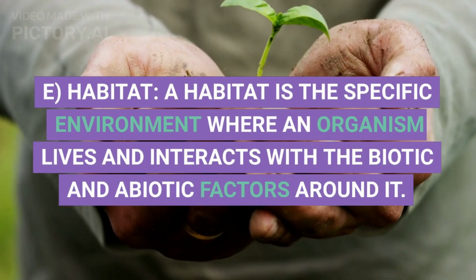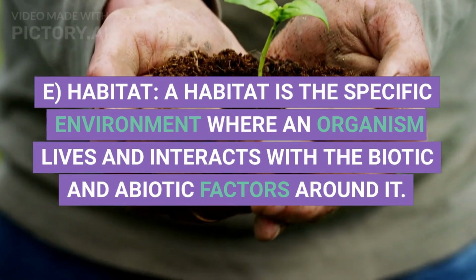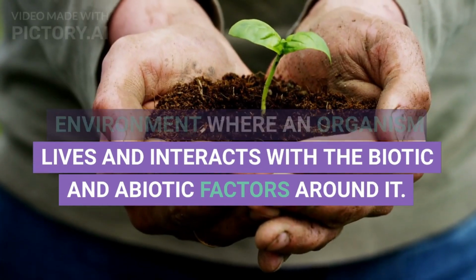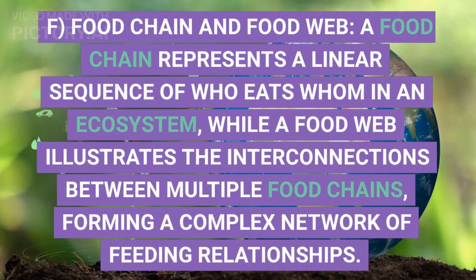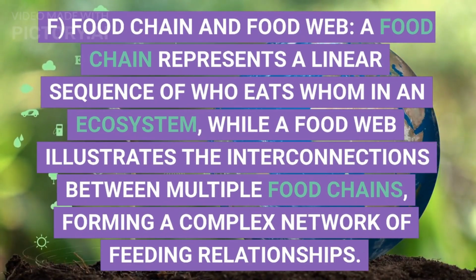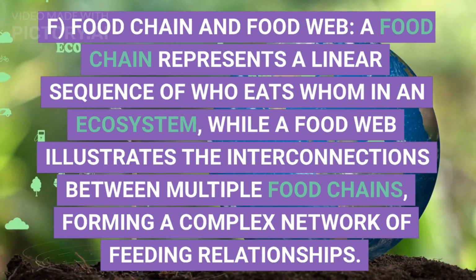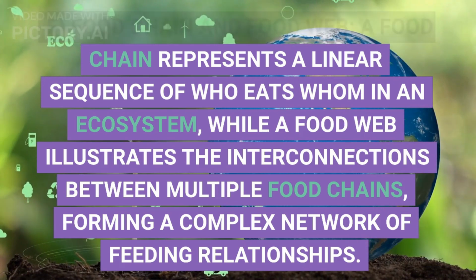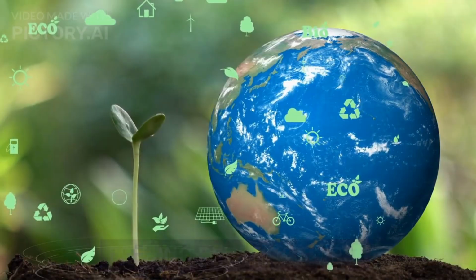E. Habitat. A habitat is the specific environment where an organism lives and interacts with the biotic and abiotic factors around it. F. Food chain and food web. A food chain represents a linear sequence of who eats whom in an ecosystem, while a food web illustrates the interconnections between multiple food chains, forming a complex network of feeding relationships.